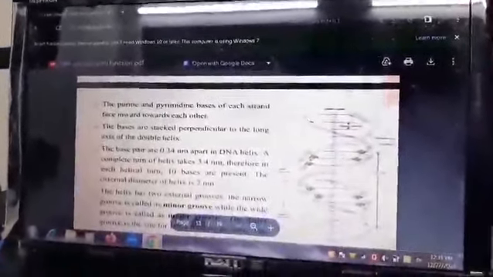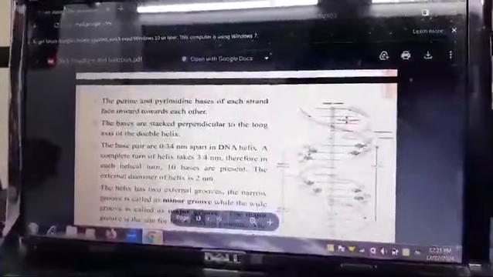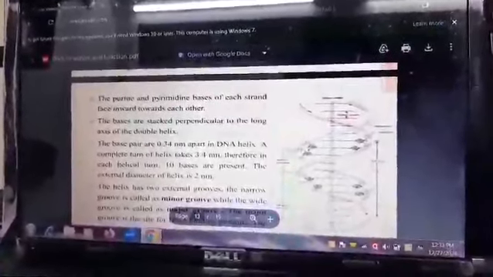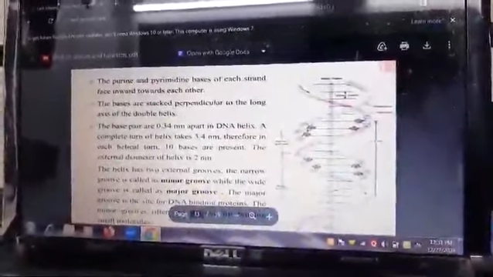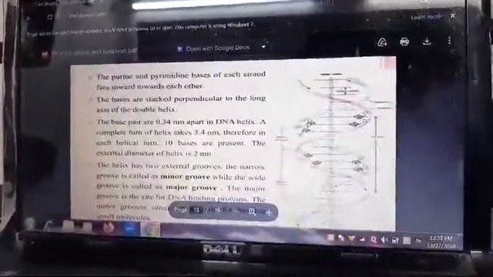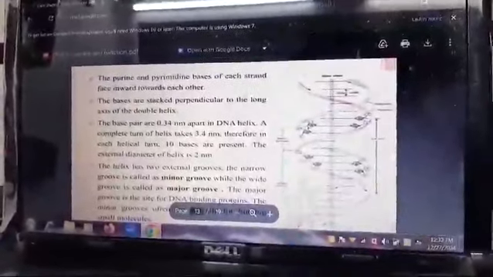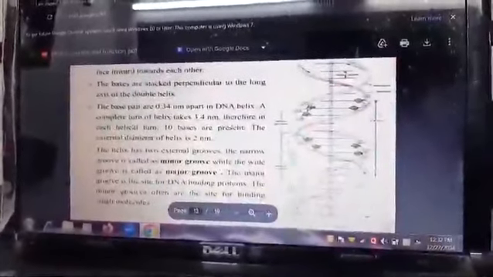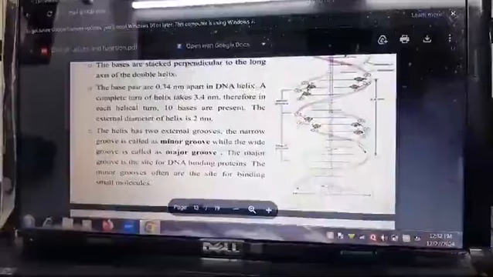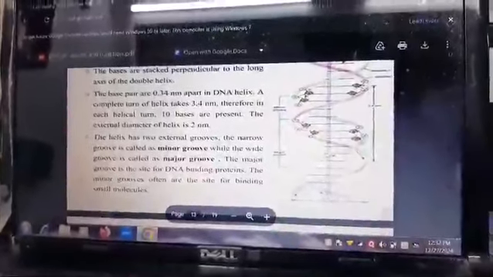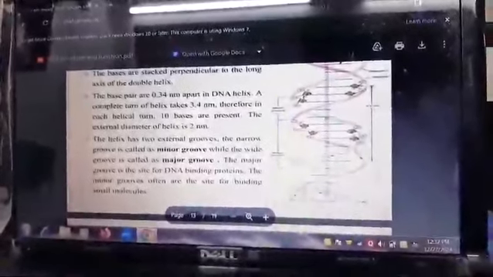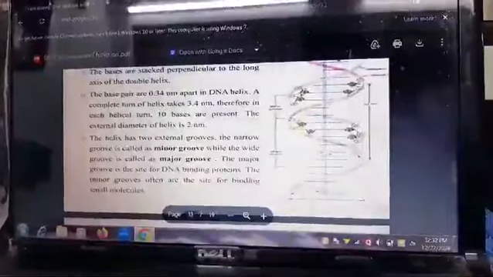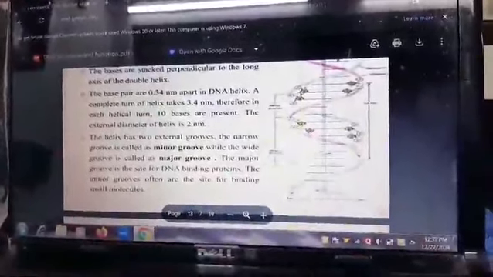The base pairs are 0.34 nanometers apart in the DNA helix. The complete turn of the helix takes 3.4 nanometers. Therefore, in each helical turn, 10 bases are present. The external diameter of the helix is 2 nanometers. The helix has 2 external grooves. The narrow groove is called the minor groove, while the wide groove is called the major groove. The major groove is the site for DNA binding proteins. The minor groove is often the site for binding small molecules.